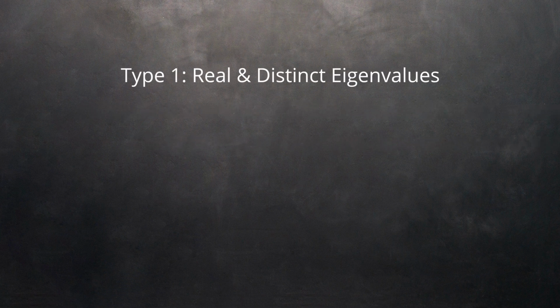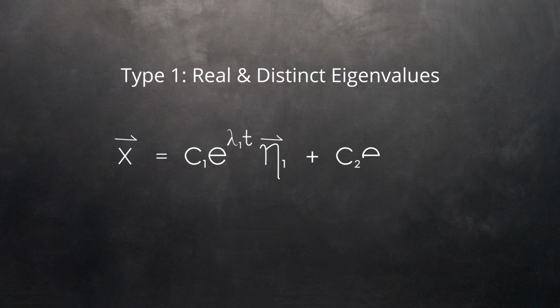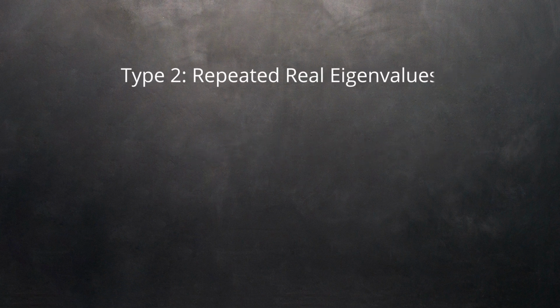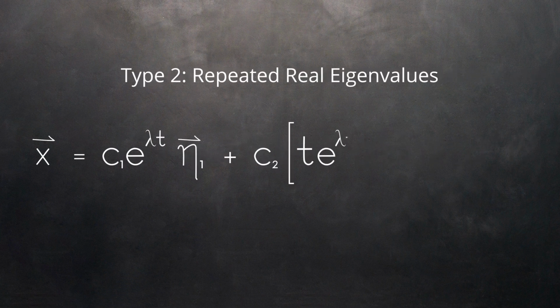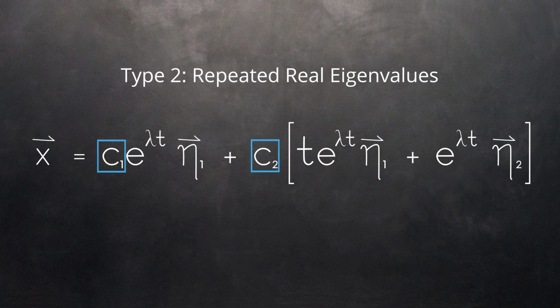If all eigenvalues are real and distinct, our general solution looks like this, where C1 and C2 are undetermined constants that can be found using initial conditions. The second type of solution is when there are repeated real eigenvalues, where C1 and C2 are undetermined constants that can be found using initial conditions. Eta 1 is the eigenvector associated with lambda, and eta 2 is the linearly independent generalized eigenvector.